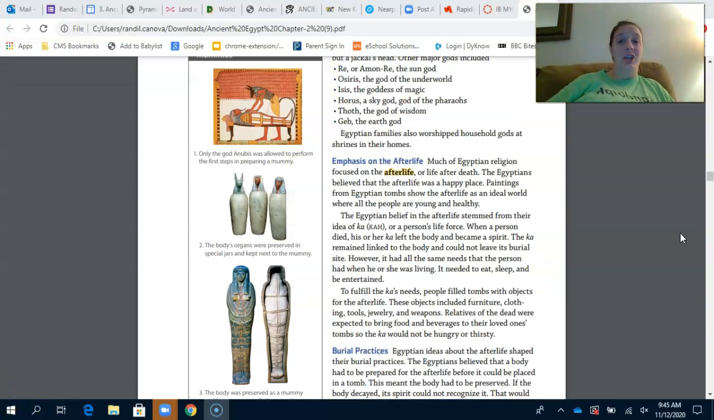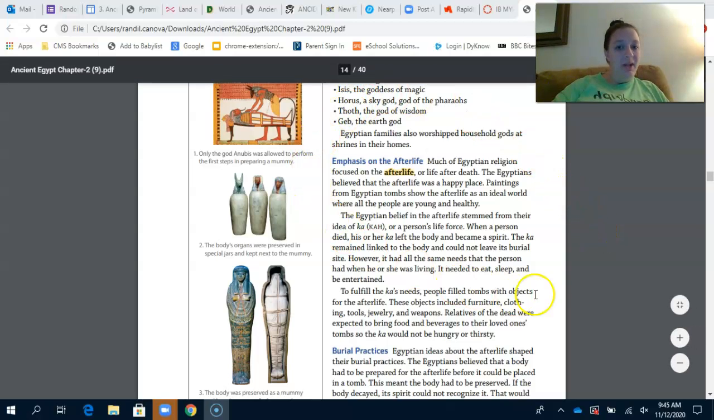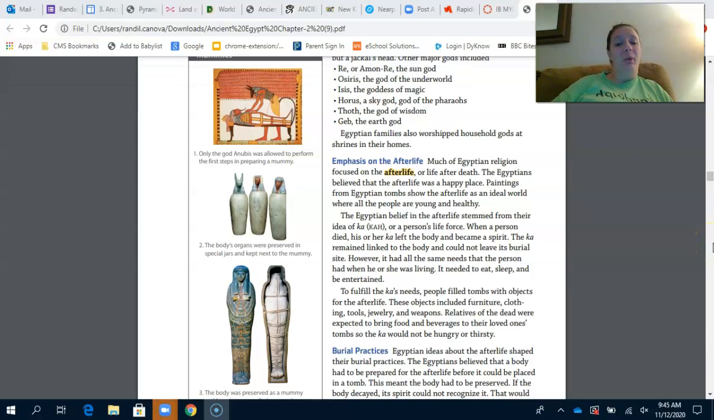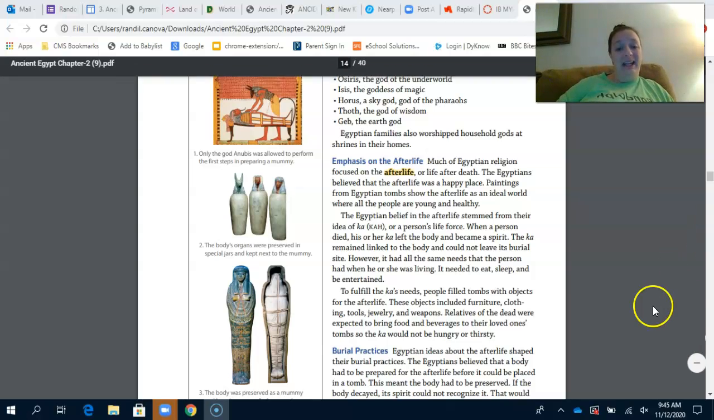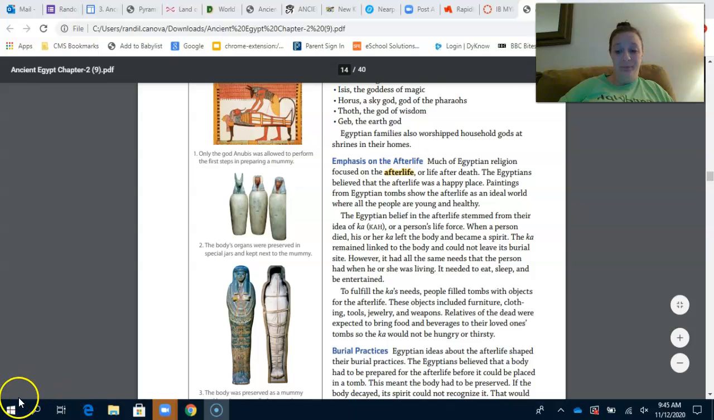Now, when we think of Egypt, a lot of us are going to be thinking about the pyramids and mummies. And this has a lot to do with their complex religion because, as you can see here in the chapter I'm looking at that we read earlier this week, they have an emphasis on the afterlife. So they really believe in preserving one's life after death. And they do so through mummification, and burying people in pyramids or temples that they surround with all of the stuff that they would need in their life.